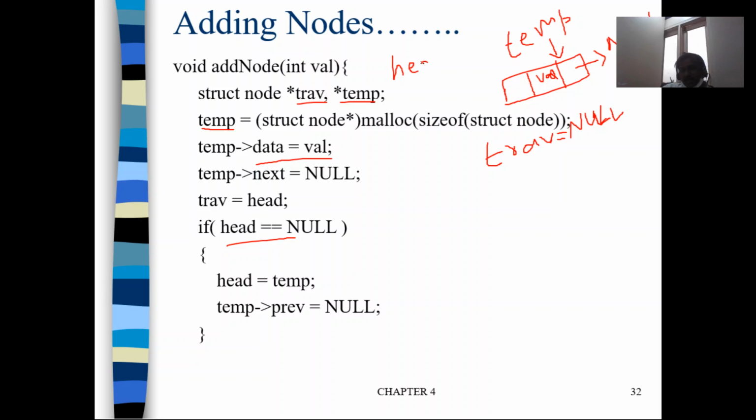So it means that now head is pointing to this particular node. If head is pointing to this node, it means that this is the first node. If this is the first node, its previous also should be null. So we are saying temp arrow previous equal to null. So this is the case if this is the first node.